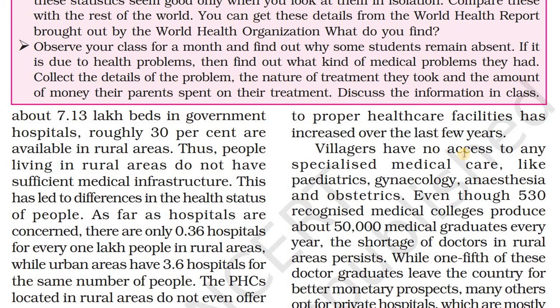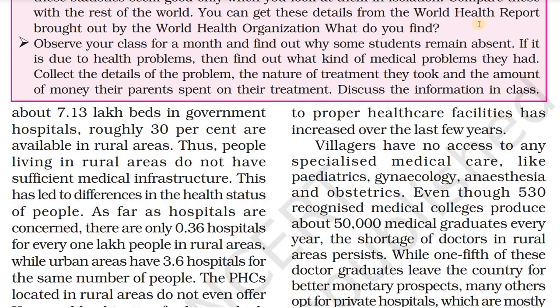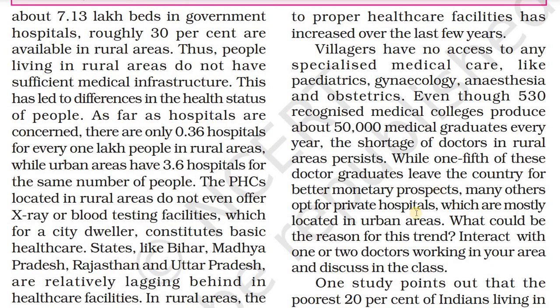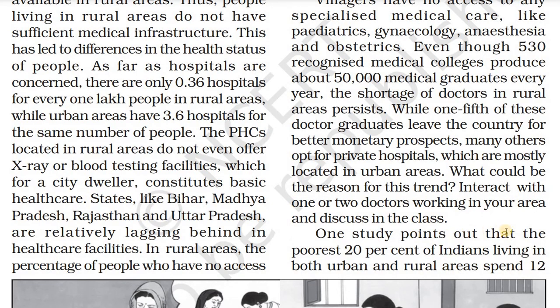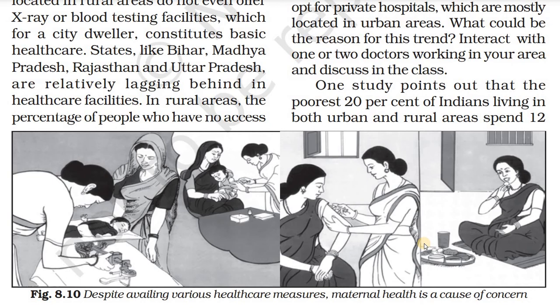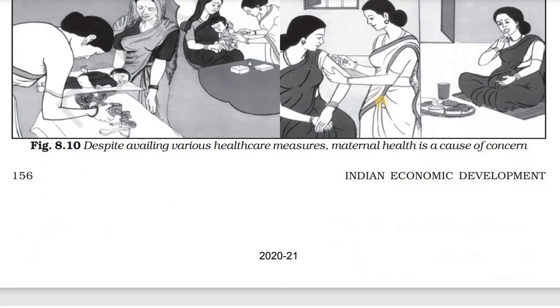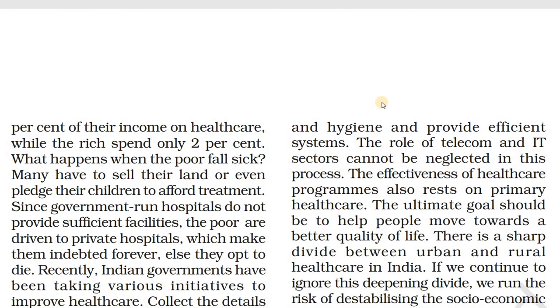Okay, villages have no access to specialized medical care like pediatrics, gynecology, anesthesia, cardiology. Very few facilities. Even though 530 recognized medical colleges produce about 50,000 medical graduates every year, the shortage of doctors in rural areas is very high. Okay, means in rural areas doctor availability is very low. One study points out that 20% of Indians, living in both urban and rural areas, spend 12% of their income on healthcare, while the rich spend only 2% on healthcare.